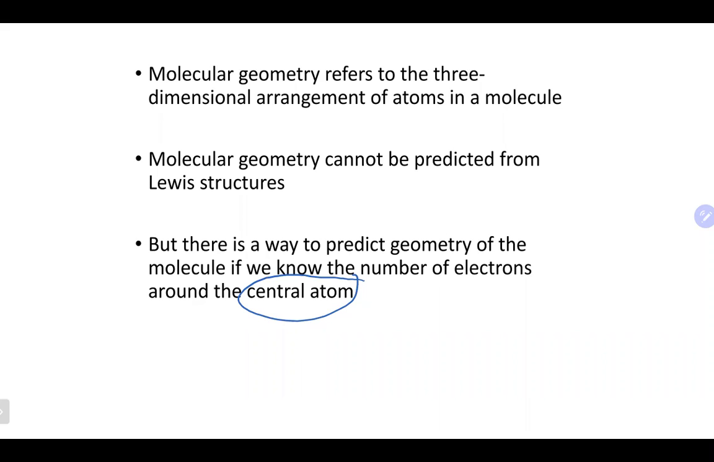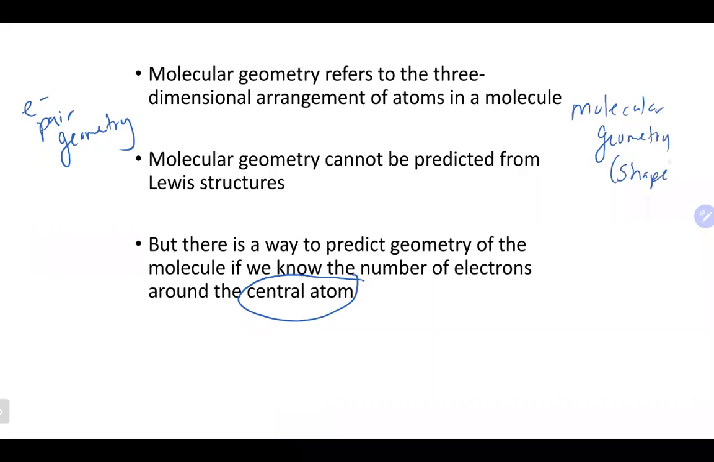We're going to talk about two types of names here when we talk about geometry. One is sometimes referred to as the electron pair geometry, and that basically describes how the electrons are arranged in 3-dimensional space around the central atom. The other name for geometry is sometimes referred to as the molecular geometry, or sometimes people call that one the shape of it.